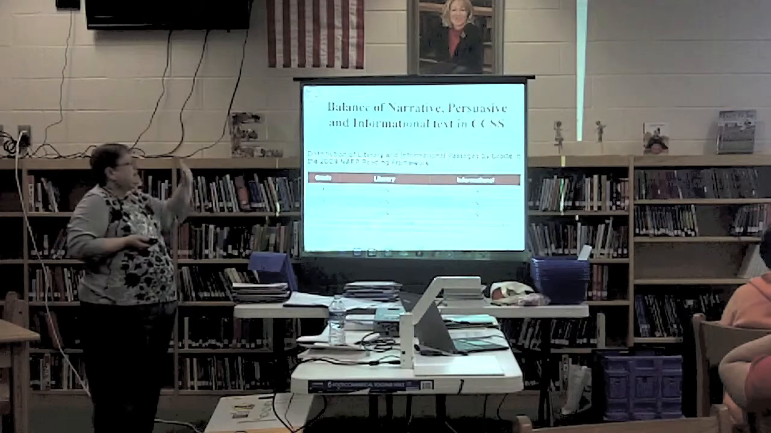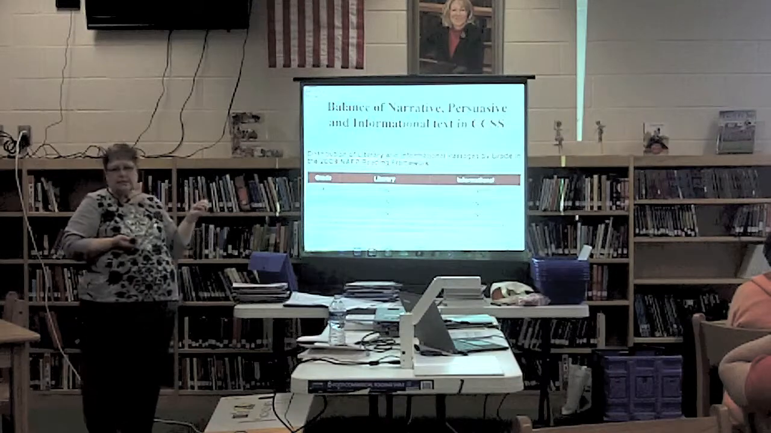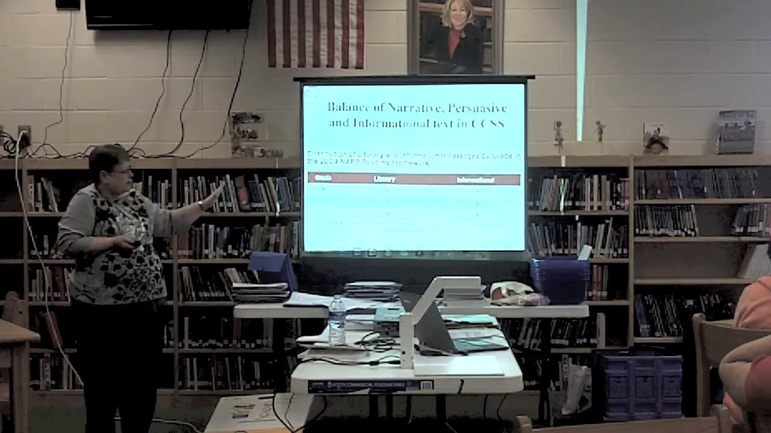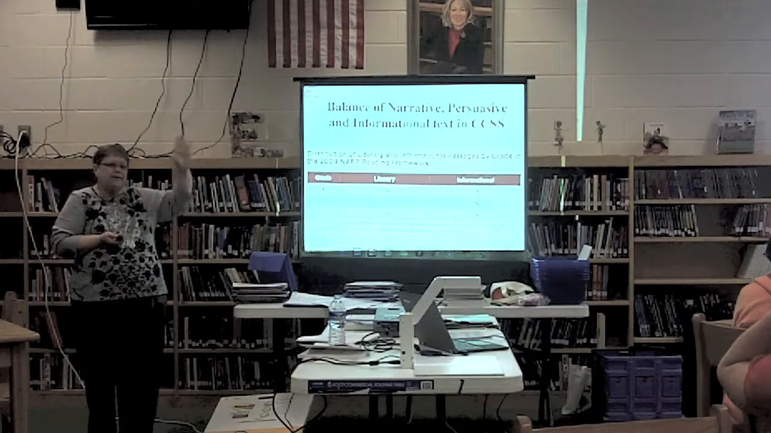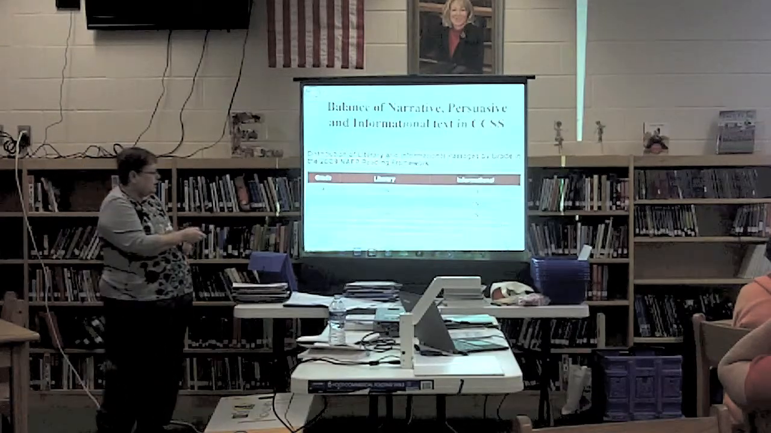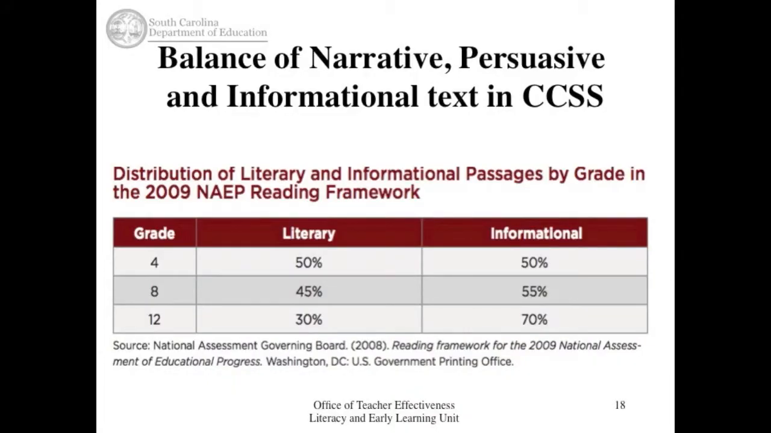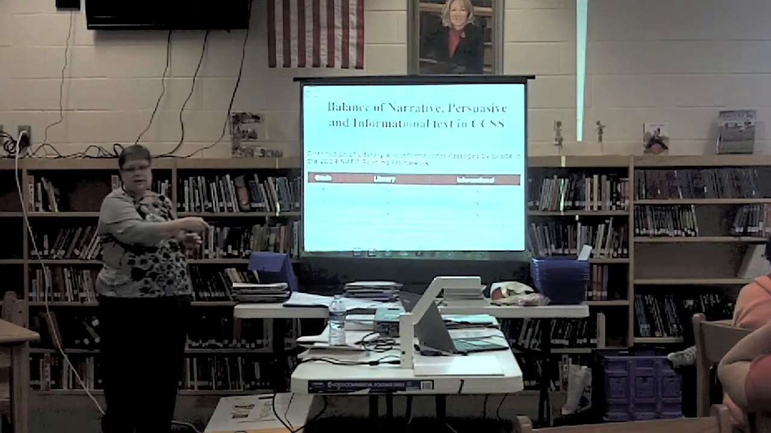Fabulous. Okay. When we talk about the balance of narrative, persuasive, and informational text in Common Core State Standards, this is looking at the reading. And this is based on NAEP. So Common Core based their recommendations on NAEP. But when you look at these numbers, looking at 8th grade here, they should be reading 45% literary text and 55% informational text. This is not just in the ELA classroom. This is across the day. So that big 55% informational text.